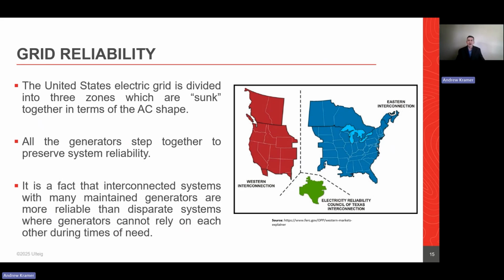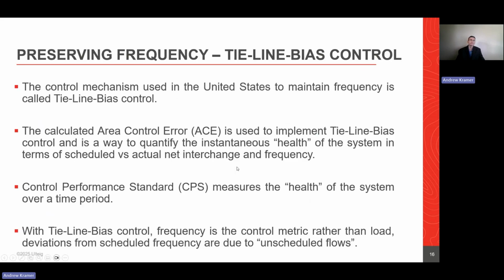Let's spend a little bit of time here now on how frequency relates to all the stuff on the reliability side. Preserving frequency in the United States is done by what we call tie line bias control. The control mechanism used in the United States to maintain frequency, again, is called tie line bias control. The calculated area control error, also known as ACE, is used to implement tie line bias control and is a way to quantify the instantaneous health of the system in terms of scheduled versus actual net interchange in frequency.